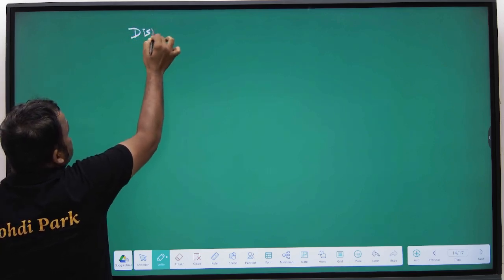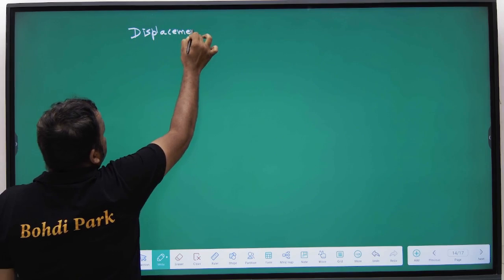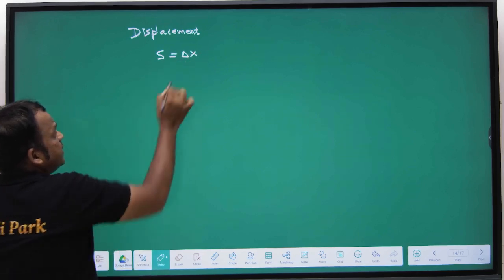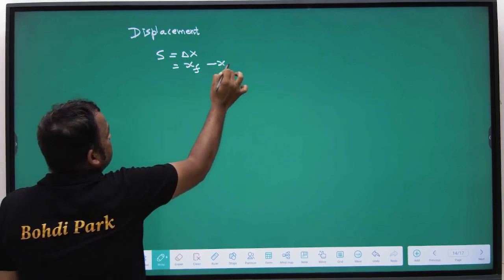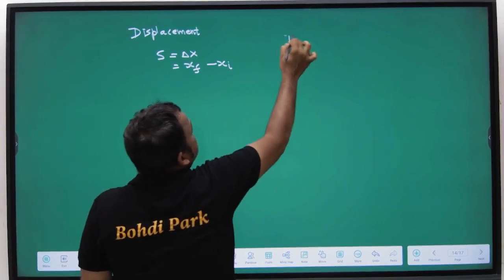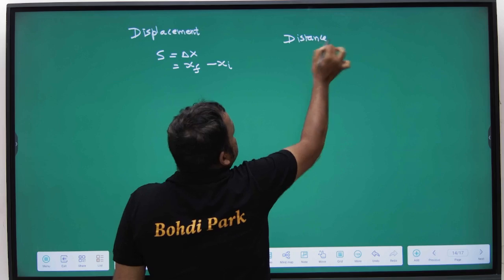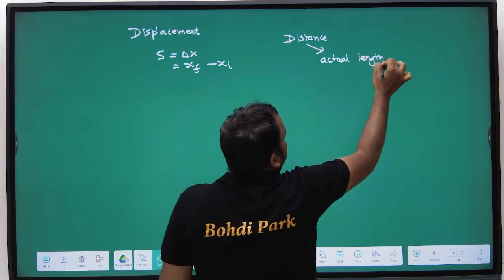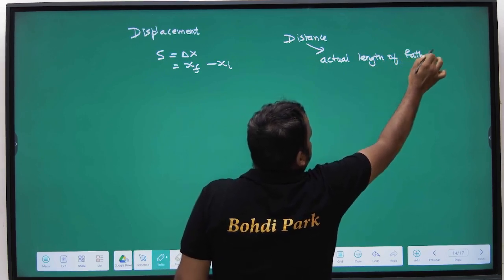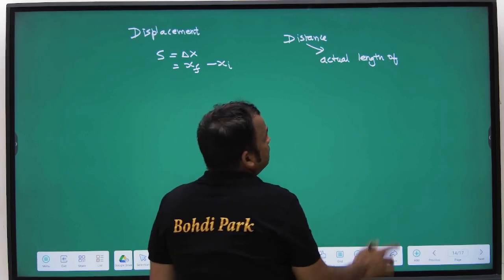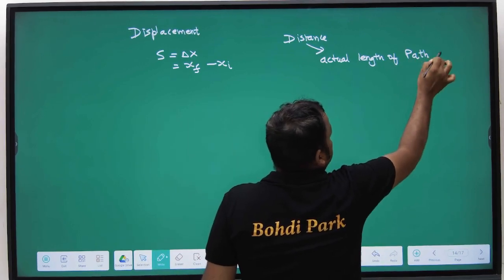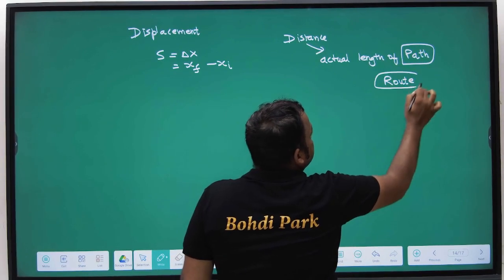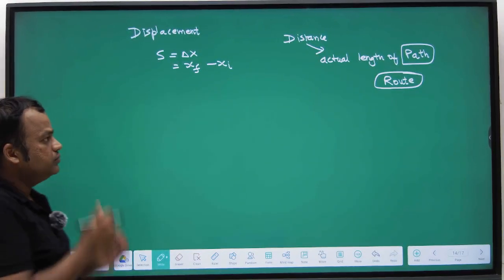So displacement is denoted by s, or the formula is delta x, which is final position minus initial position, and distance means actual length of path. We can say route.